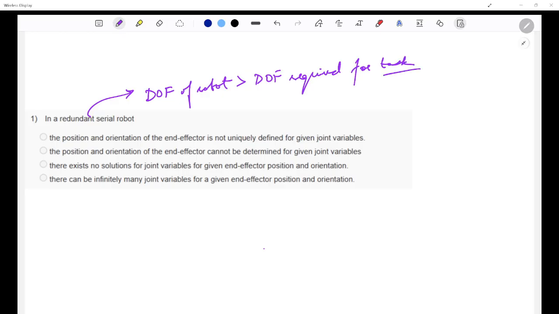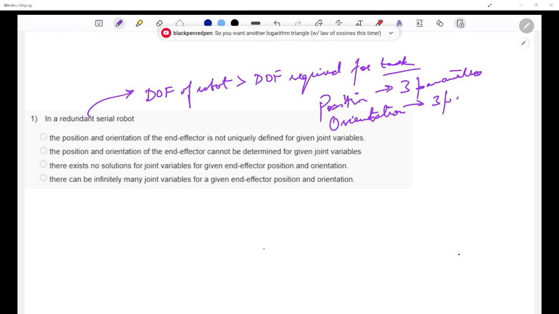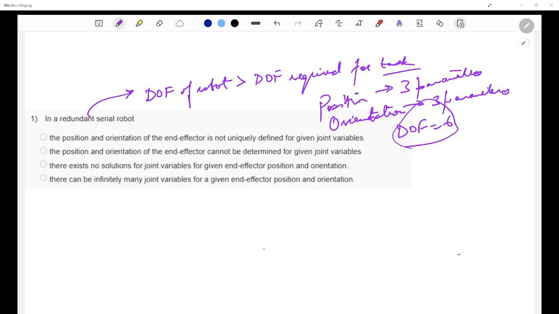Okay. So in 3D space, to satisfy an end effector pose, for position we need 3 parameters, and for orientation we also need 3 parameters. So in total our degrees of freedom are 6.